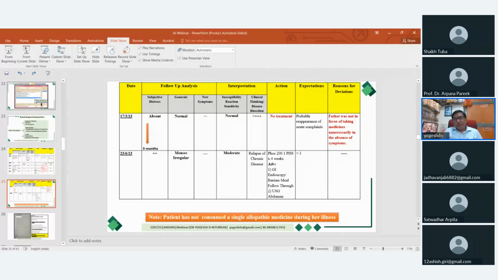So at that time I prescribed again Phosphorus 200, 1 packet HS at bedtime for 4 weeks, and I had advised GI endoscopy or barium meal follow through and the USG abdomen, with the expectation that the medicine I had given should ameliorate. They took the medicine for 4 weeks with a promise that they would do the investigation, and for this period the patient had not consumed a single allopathic medicine during this whole 6-7 months of treatment.